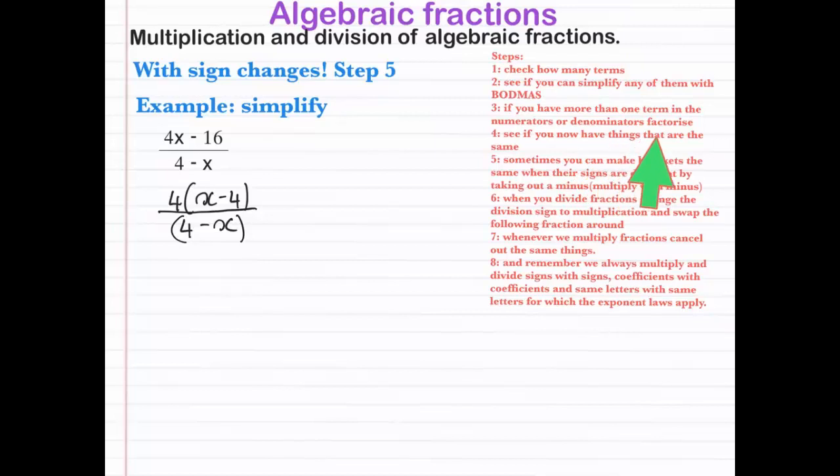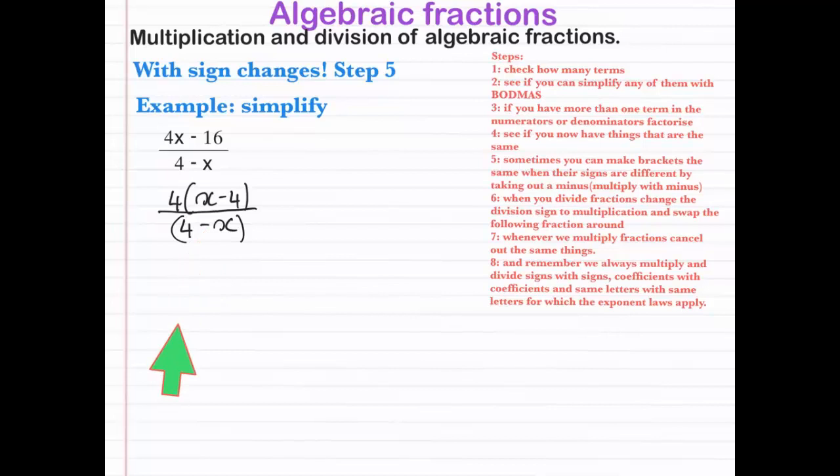See if you have things that are the same. Well, there's nothing the same, but these brackets are almost the same. I've got a positive x, a negative 4, a positive 4. Can you see that it's only the signs that are different in these brackets? Sometimes you can make brackets the same when their signs are different by taking out a minus. So let's take out a minus here at the bottom.